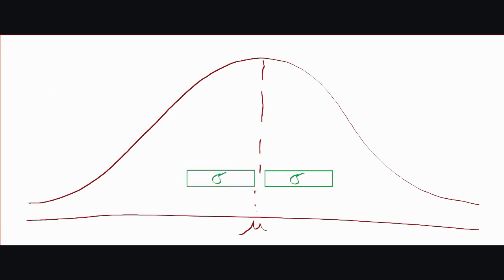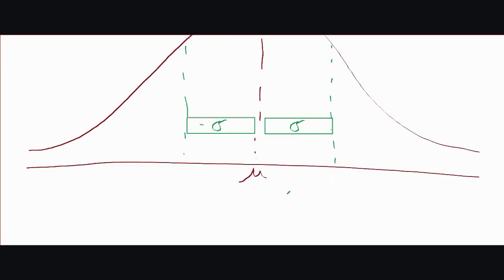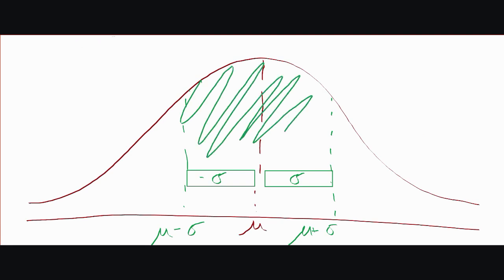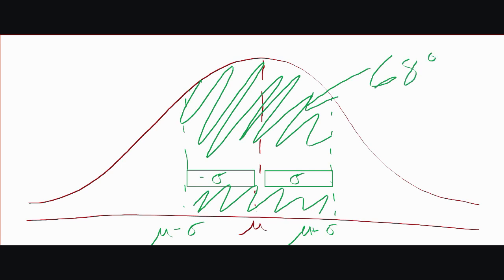And what we know based on the empirical rule is that we're saying within 1 standard deviation on either side of the mean. Meaning, if I take my mean and add 1 standard deviation to it, and I take my mean and subtract 1 standard deviation from it, between those 2 numbers, this here is 68% of our data.